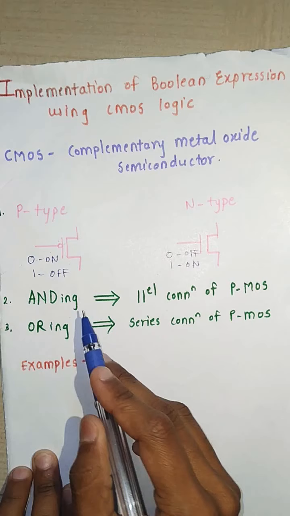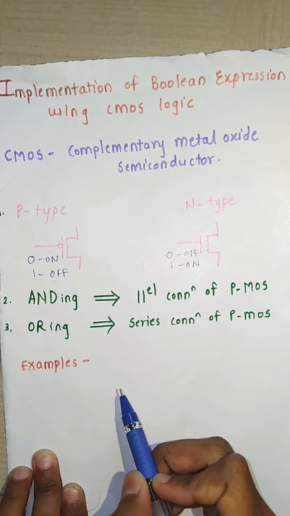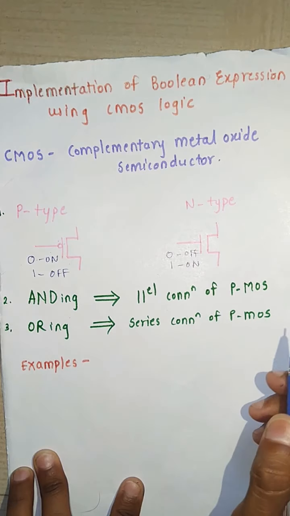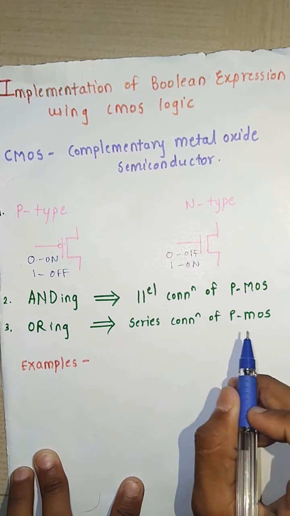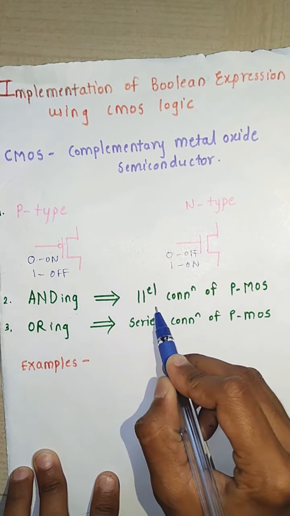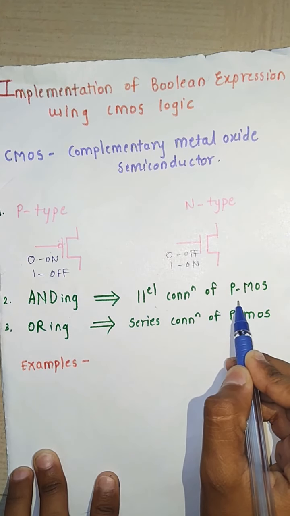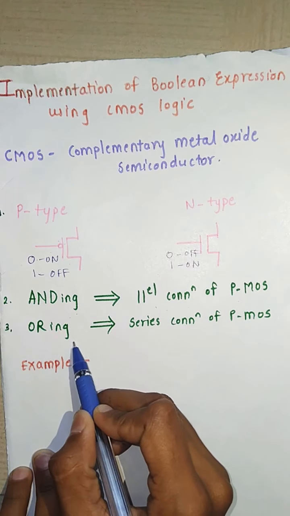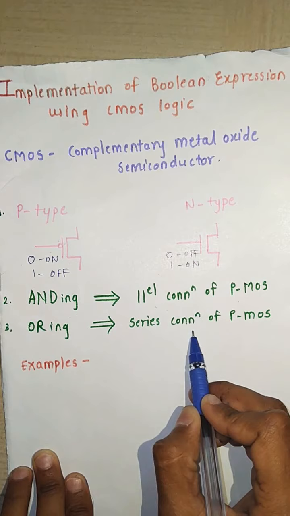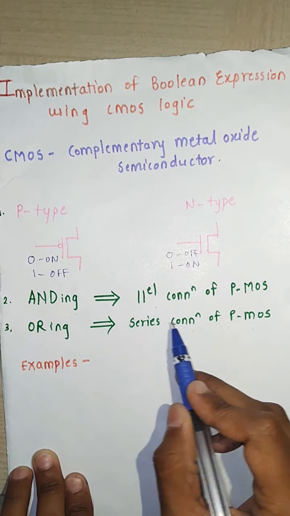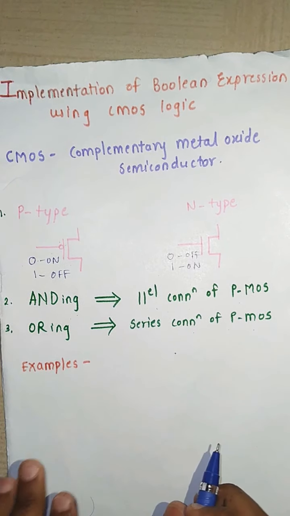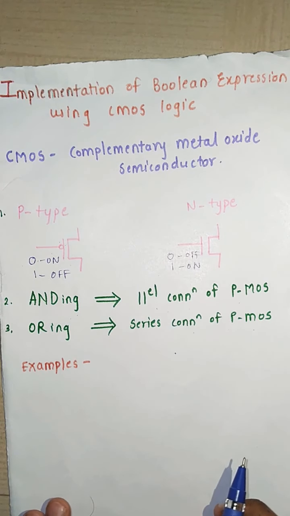Whenever we see the ANDing operation in the Boolean expression, then we have to take the parallel connection of PMOS transistors. Whenever there is an ORing operation in the Boolean expression, there is a series connection of PMOS transistors, and for NMOS there is exactly the opposite connection. Okay, so let us see the example for better understanding.